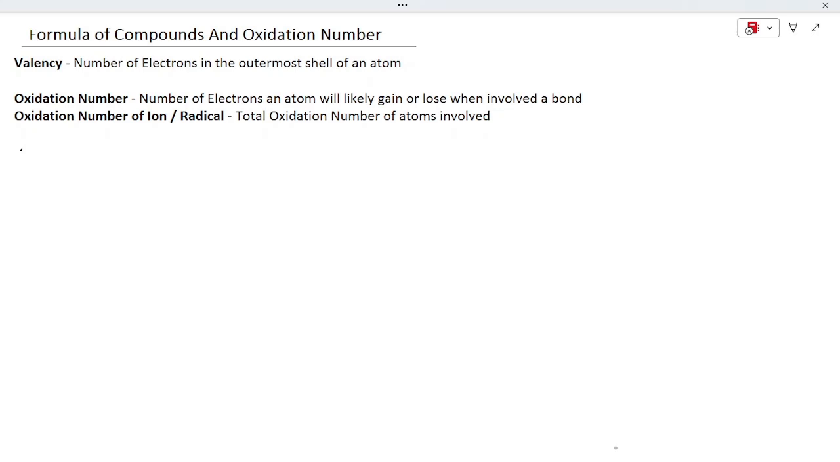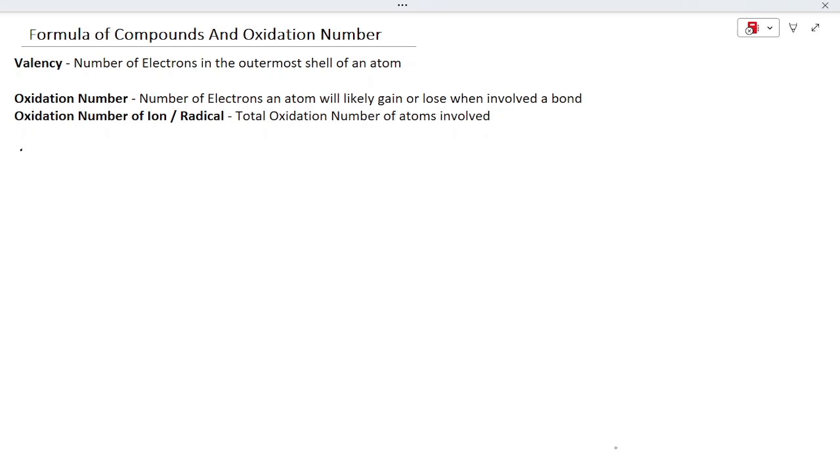Because it's only an ionic bond or electrovalent bond that is where atoms lose or gain electrons. In covalent bond, what happens is they share electrons. So we are talking about oxidation number, we are focused on ionic bond. In another video, we'll be talking specifically on electrovalent or ionic bonds.